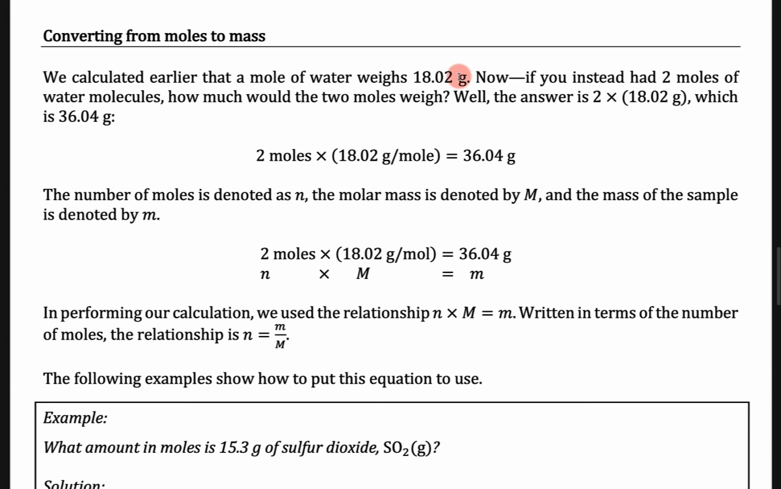Now, if you instead had 2 moles of water molecules, how much would the 2 moles weigh? Well, that's easy. If 1 mole weighs 18.02 grams, to find the mass of 2 moles, I just need to multiply it by 2. So we take our 2 moles, multiply it by the mass of 1 mole, which is 18.02 grams per mole. And the answer comes out to be 36.04 grams.